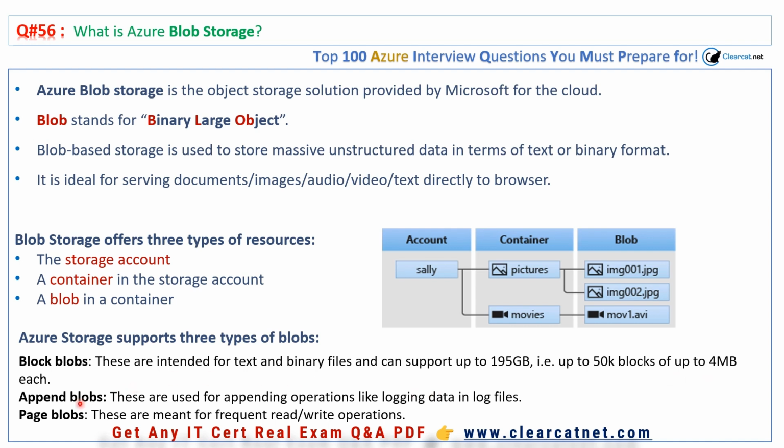Second, append blobs are used for appending operations like logging data in log files, meaning you can keep adding data over time. Whereas page blobs are meant for frequent read-write operations. So these are the three types of blobs supported by Azure Storage: block blobs, append blobs, and page blobs. Now let's move on to question number 57.